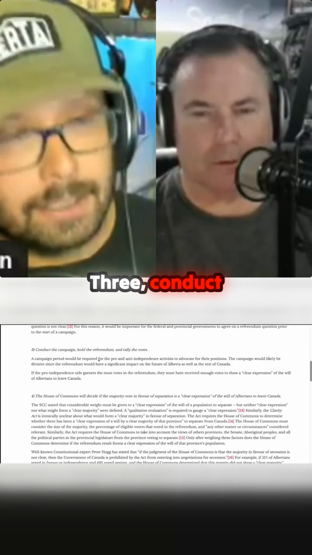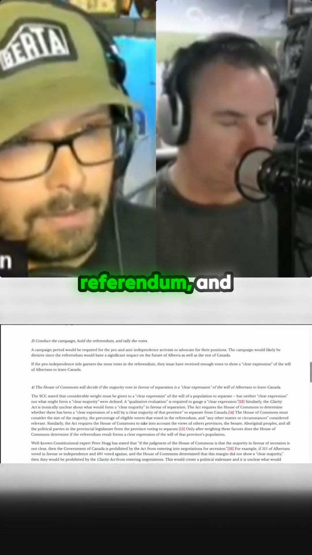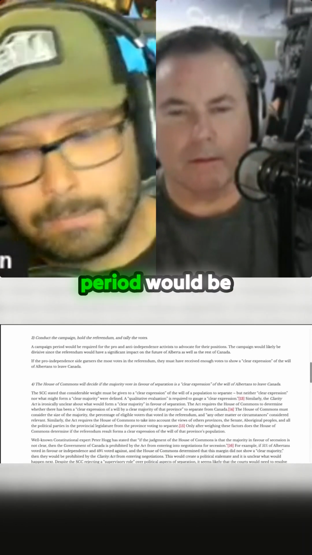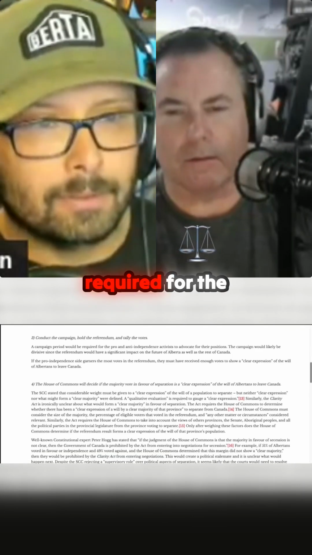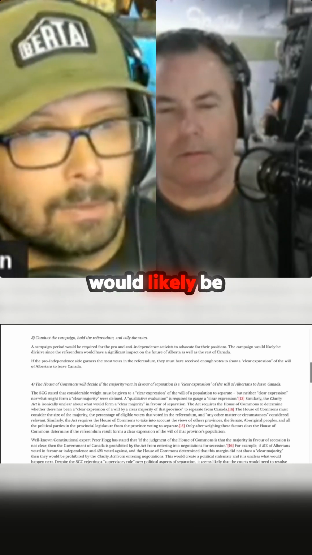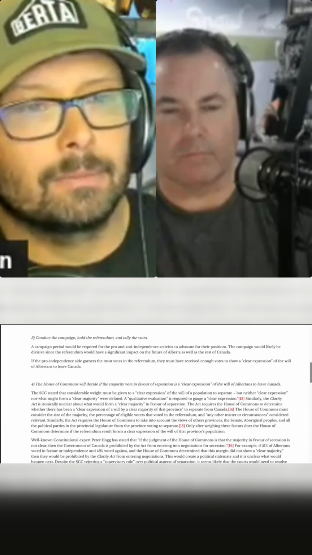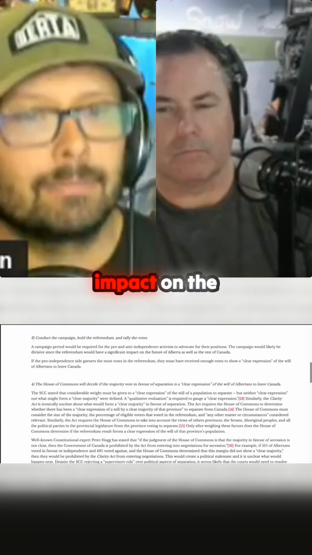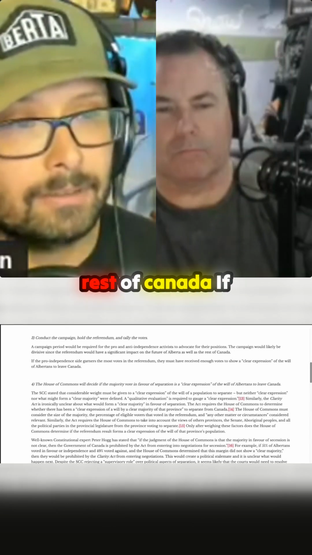3. Conduct the campaign, hold the referendum, and tally the votes. A campaign period would be required for the pro and anti-independence activists to advocate for their positions. The campaign would likely be divisive since the referendum would have a significant impact on the future of Alberta as well as the rest of Canada.